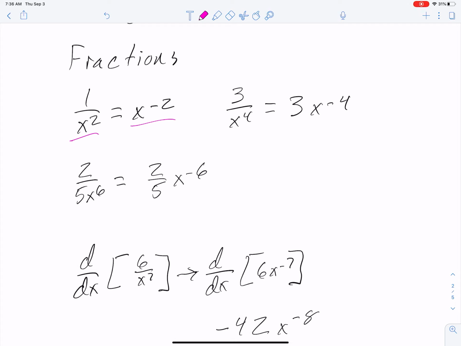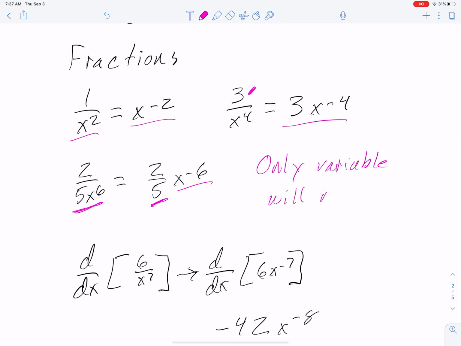Now, coefficients stay where they are. So in this next one, you'll notice this 3 is in the numerator. So when I go to rewrite, the 3 stays part of the numerator, and I rewrite it as 3x to the negative 4. Similarly, in this third example, my 2/5 x to the 6th, the 2/5 does not change. Only the x moves. Only your variable will move. Once we've rewritten using those negative exponents, now we're ready to take the derivative.